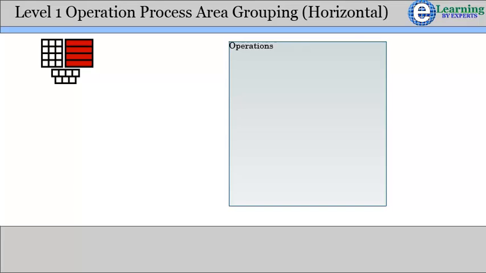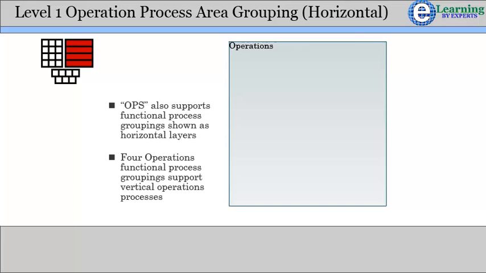In the operations process area of the business process framework, there are 4 operations functional process groupings that support the vertical operations processes and also the management of operations to support customer, service, resource, and supplier partner interactions.